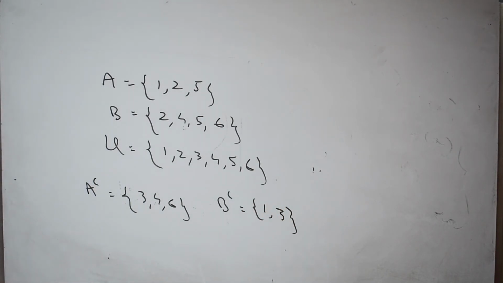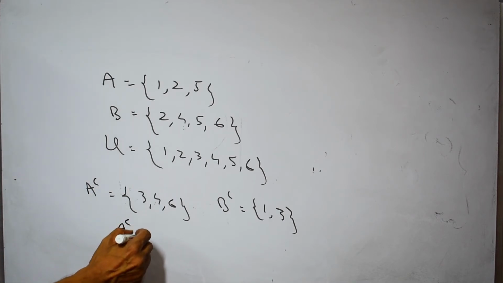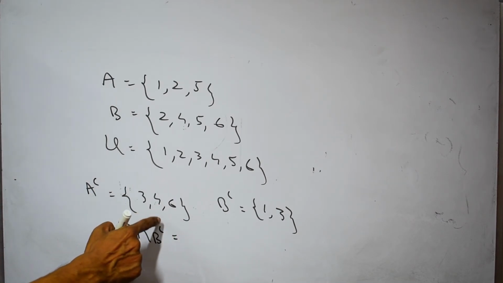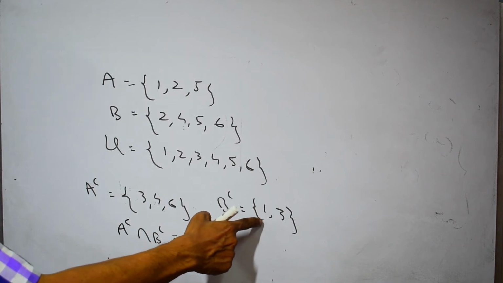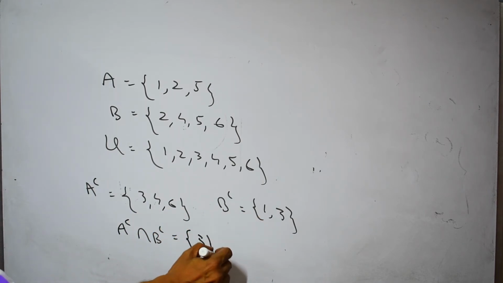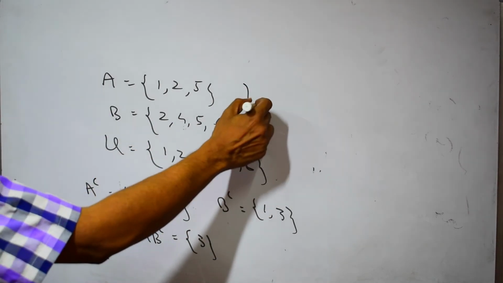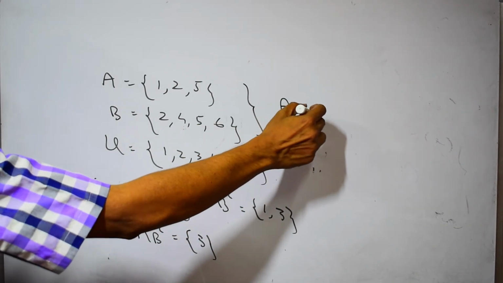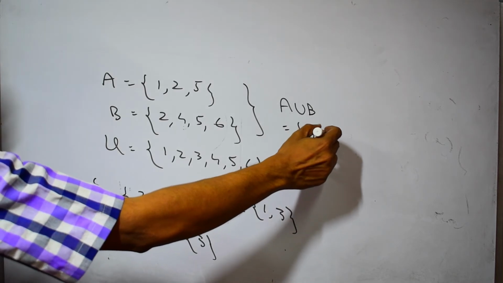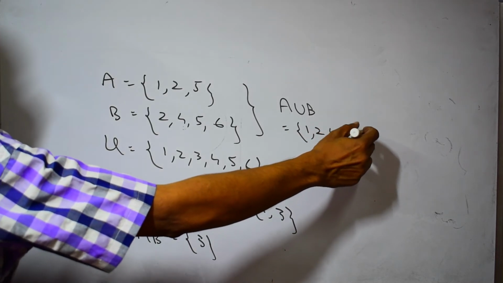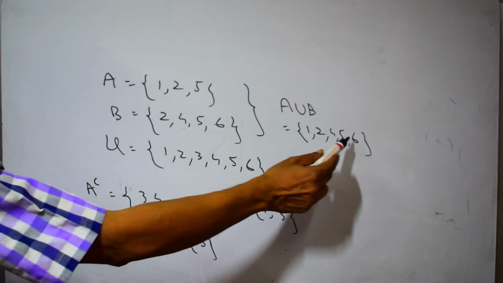Now if we take the complements' intersection, A complement intersection B complement, intersection means the common part of these two, then we are finding 3. Now coming to this part, A union B is found to be 1, 2, 4, 5, 6. That means 3 is not present.